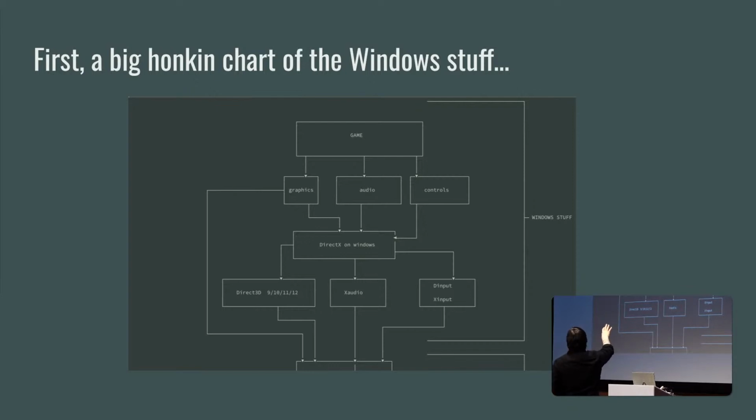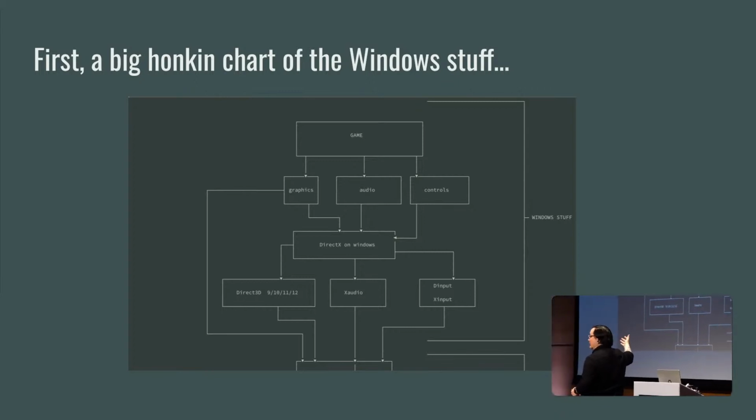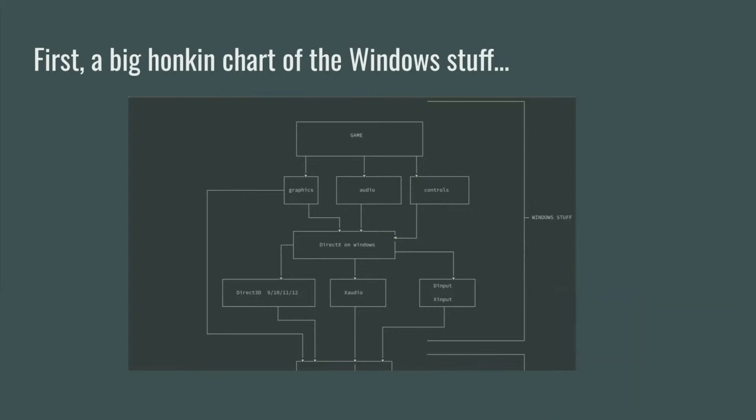The game has 3 main components. There are several Windows APIs that Wine translates. But the main 3 are your graphics, your audio, and your controls, your device input. Those on the Windows side generally go through DirectX. DirectX then separates them into 3 main components, which are Direct3D, which is versions 9, 10, 11, and 12. You do have older versions, but most of the time it's those 4. You've got X audio for your audio, and then you have D input and X input for your controller input.